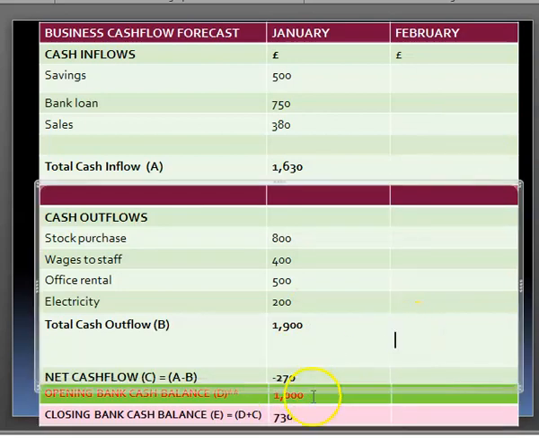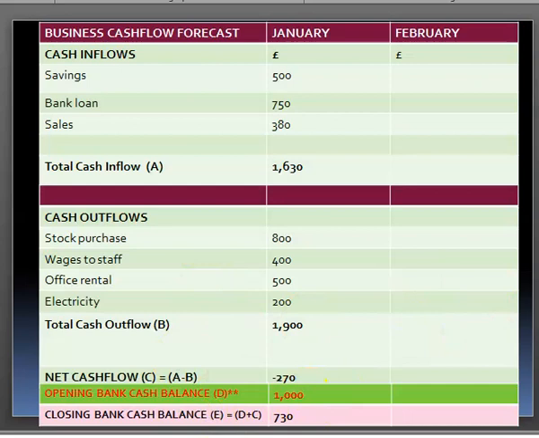Because they have an opening cash balance of £1,000, they're able to break even. They're able to have enough money for this month. Otherwise, if they didn't have this £1,000, they would be struggling with net cash flow. But because they have this £1,000, that means they're good to go to pay for everything in January.